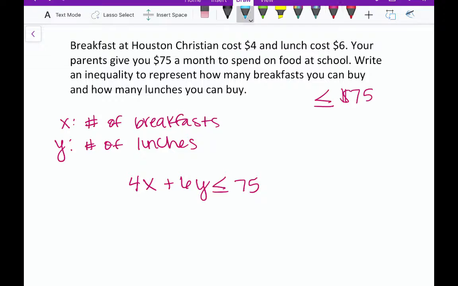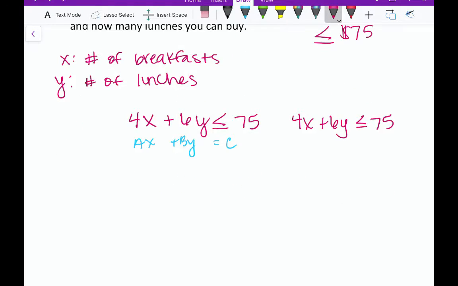Notice that this inequality is in standard form, Ax plus By equals C. That is standard form. And we could graph it that way, but remember we can also rewrite it in slope-intercept form and graph it that way. So that's what I'm going to do. 4x plus 6y is less than or equal to 75. So I'm going to solve for y.